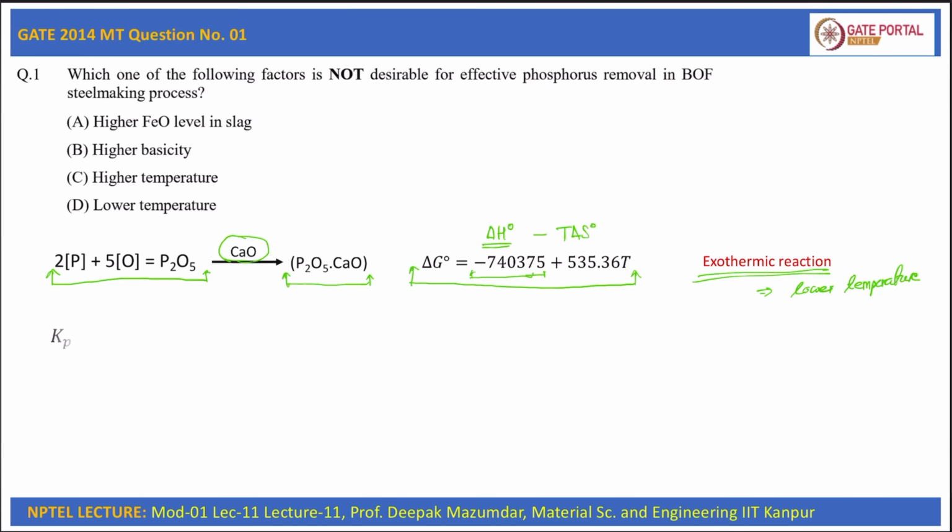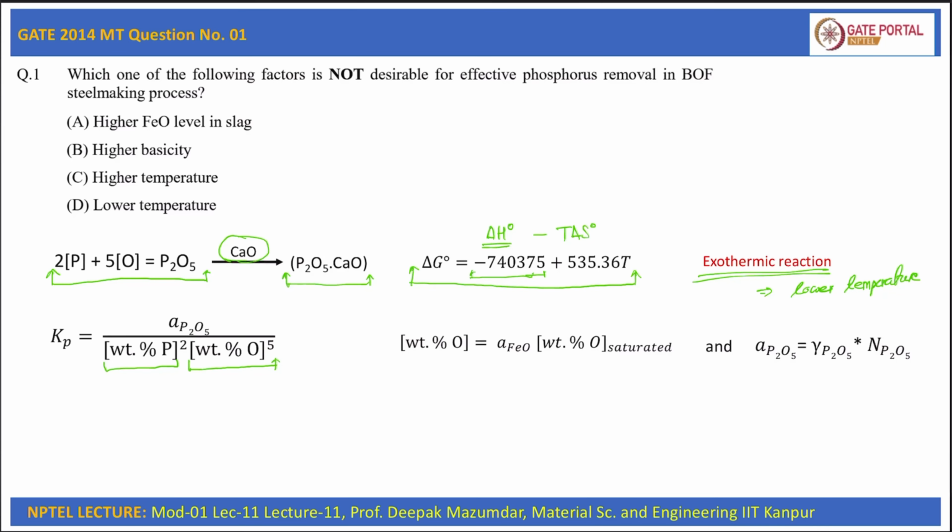Now let us see what the Kp is for this reaction. The Kp for this reaction is the activity of P2O5 divided by weight % of phosphorus whole squared, into weight % of oxygen to the power 5. Weight % of oxygen is related to the activity of FeO and weight % of oxygen saturated, and we know that the activity of P2O5 is equal to the activity coefficient of P2O5 into the mole fraction of P2O5.